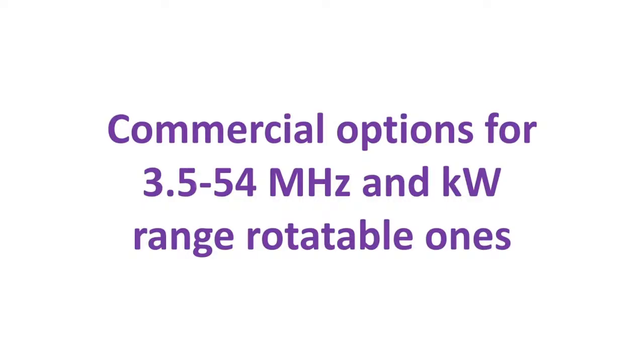There are also descriptions of shortened delta loop antennas for those with space constraints. Commercial options for 3.5 to 54 MHz and kilowatt range rotatable ones could be seen as mentioned online.